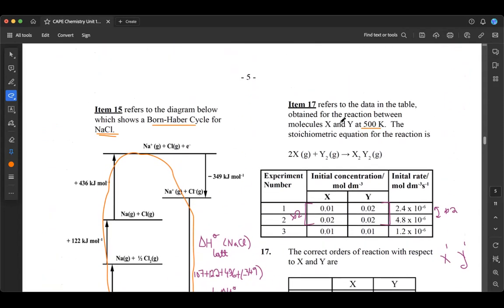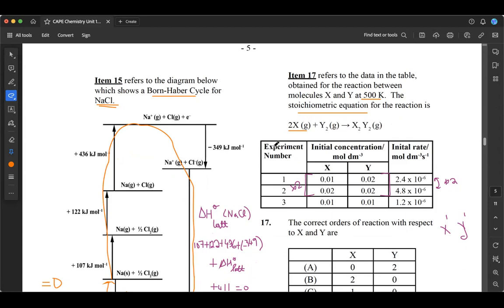Item 17 refers to the data in the table obtained for the reaction between molecules X and Y at 500 Kelvin. The stoichiometric equation for the reaction is 2X(g) + Y2(g) goes to X2Y2(g). So this is our state symbol, gas. So 2 moles of X in the gas phase react with 1 mole of Y2 in the gas phase to go to 1 mole of X2Y2 in the gas phase. Okay, so that's this stoichiometric reaction here.